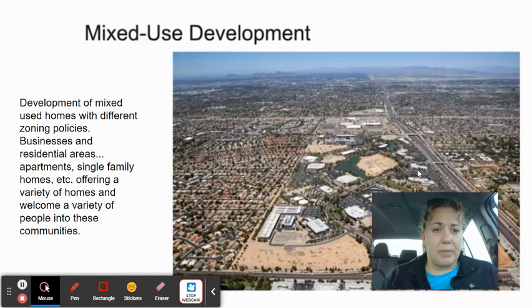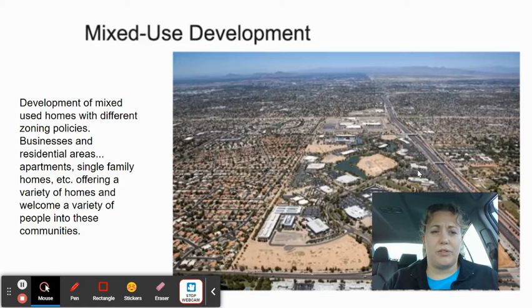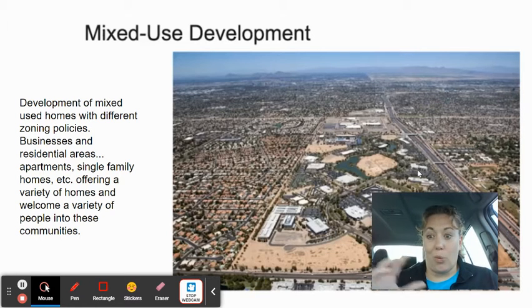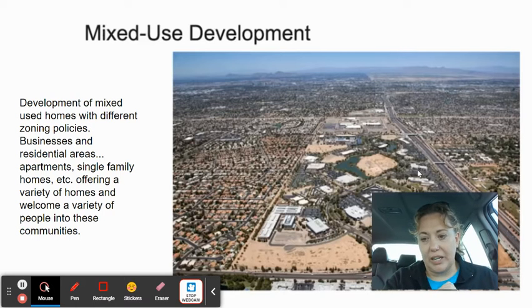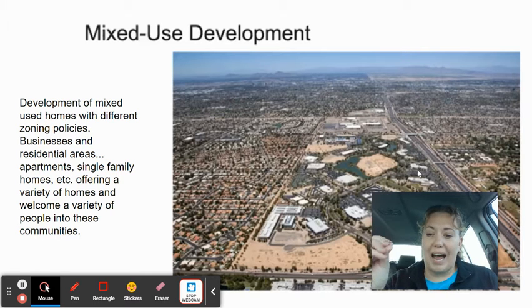All right, mixed use development. Development of mixed use homes with different zoning policies. So back in the day when they were designing cities, think about the urban game we did. You guys became very strategic about, well, we're going to put all the tenement housing over here, and we're going to put all the rich people housing over here. Now the new push is what we call mixed use. So they're trying to blend, okay, well, we'll put some high, medium, and low density housing within the same area.